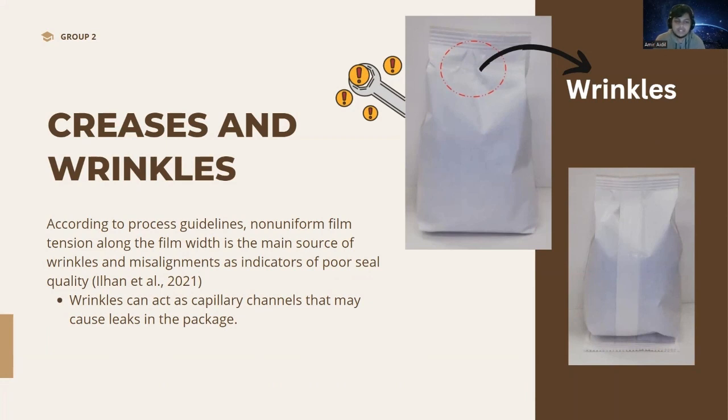So next is the problem that can occur with the filling and sealing machine. One of the problems is that it can create creases and wrinkles in the packaging. According to the process guideline, non-uniform film tension along with film width is the main source of wrinkles and misalignments as indicators of post-seal quality. Wrinkles can act as capillary channels that may cause leaks in packages. From the image shown, these are the wrinkles that can occur during the sealing part of the machine.